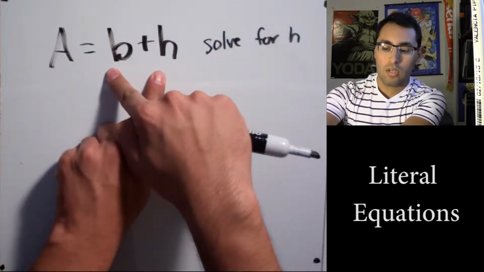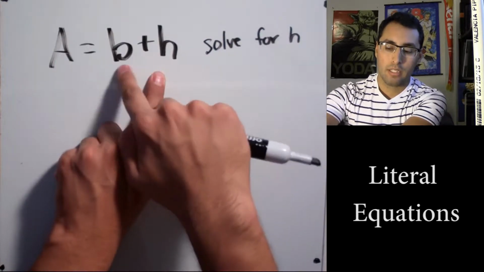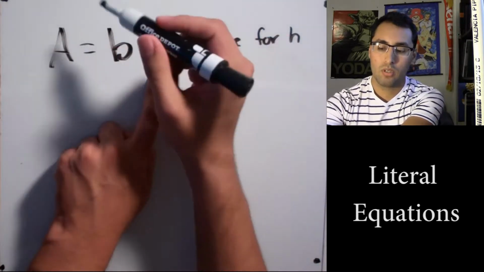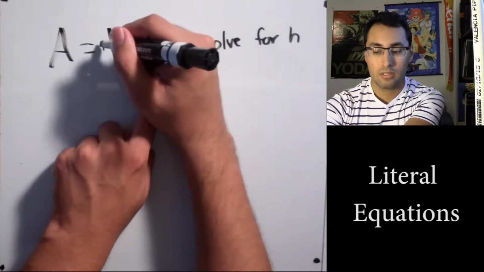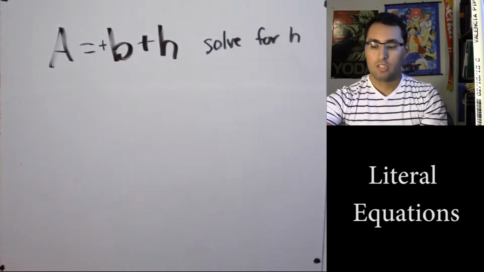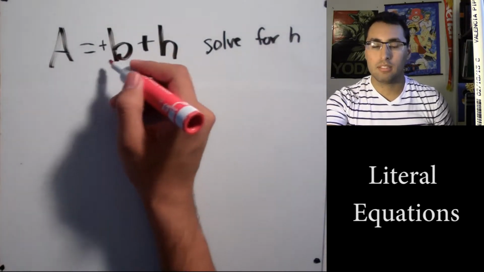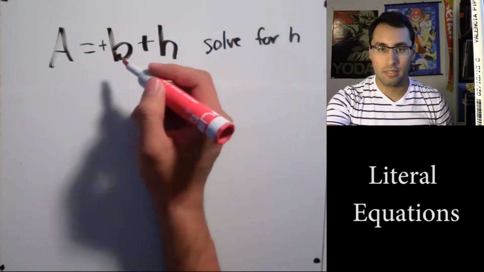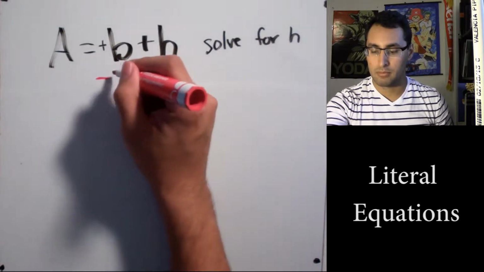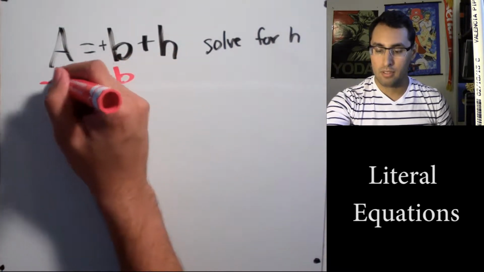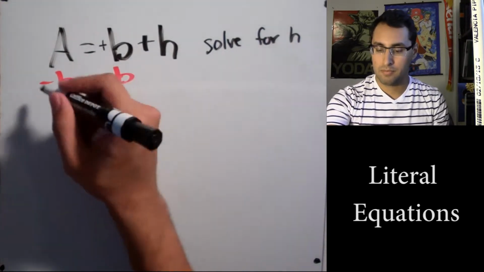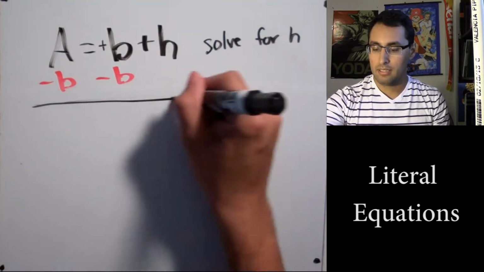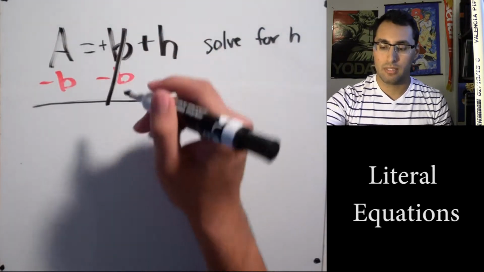I don't look at this sign over here. You look at the sign in front of it. Well, the sign in front of it, I don't see one. Whenever you never see one, it's always plus. So in order to get rid of plus B, positive B, or adding B, what's the opposite? Well, it's subtract B. So minus B over here, minus B also over here. When I do that, it's the inverse, so this goes away.